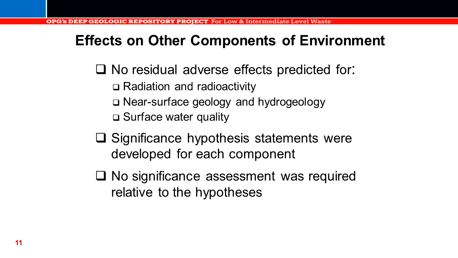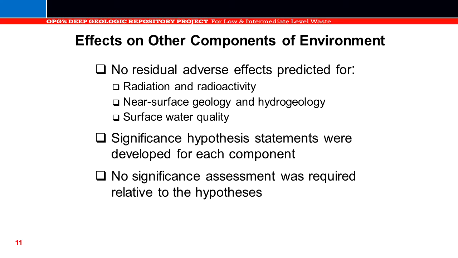For an effect arising from radiation and radioactivity to be significant, the predicted doses to humans would need to be above regulatory criteria. For non-human biota, the effects would have to have been predicted to be above established screening criteria to be assessed as significant.